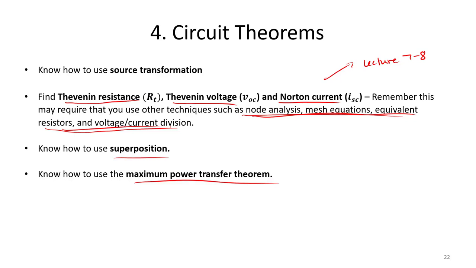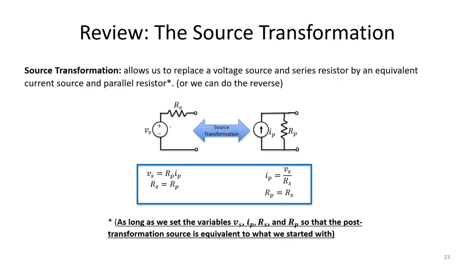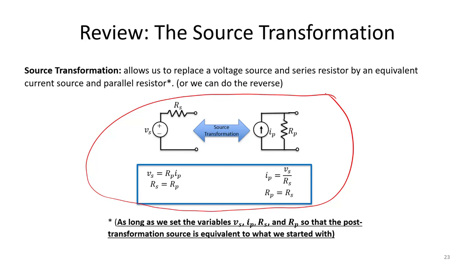Let's briefly review the procedures for these circuit theorems. First, we covered source transformation. So make sure you remember how to use source transformation. Remember that we can replace a voltage source and series resistor by an equivalent current source and parallel resistor. Or we can do the reverse. To make this transformation work, we must use the equations shown here in order to replace with an equivalent current or voltage source and equivalent resistor.